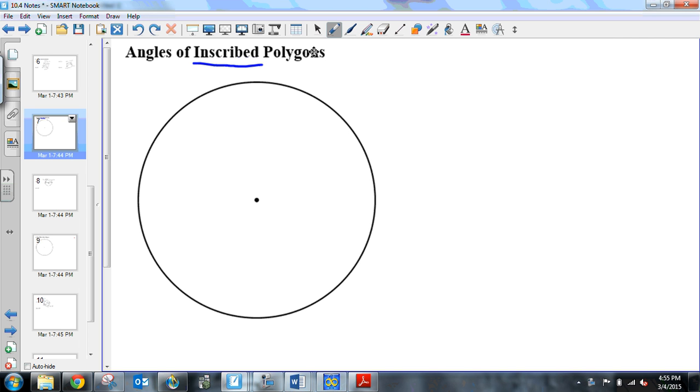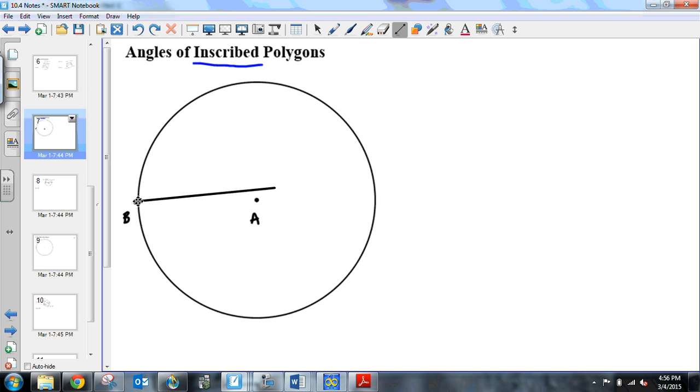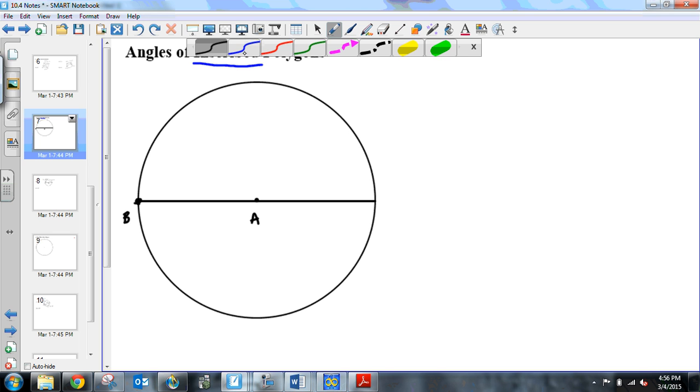The first thing I want you to do, if you weren't in class, is to label this point here as point A, the center of this circle. And then somewhere over here, label this as point B. Then take that point and use your straight edge and go all the way across the circle, through the center to the other side to make a diameter. We're going to call that point over here point C.